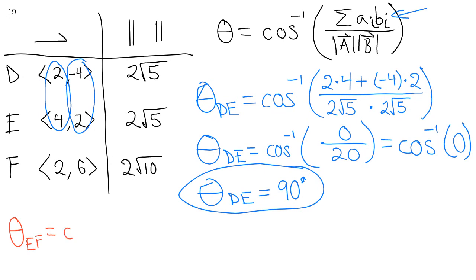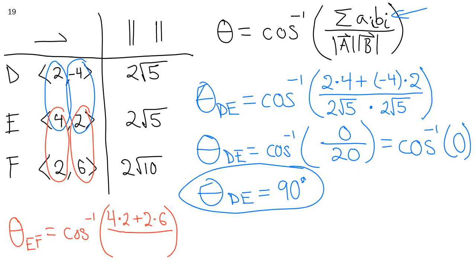is cosine inverse of, if you're going to dot E and F, you're going to multiply 4 and 2. Okay. You're going to multiply 2 and 6, and add them. And you're going to divide by the length of E times the length of F, 2 root 10. Cosine inverse of 8 plus 12 is 20.